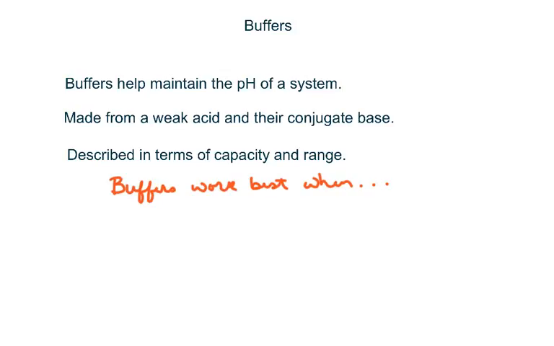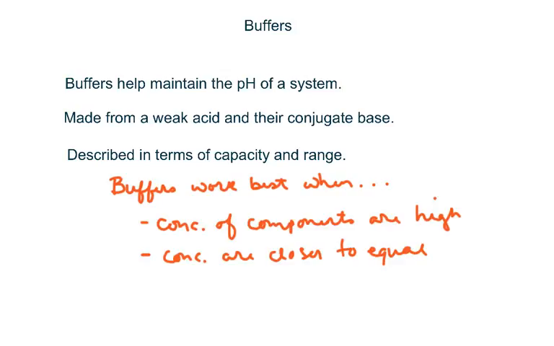Now in general, buffers will work best when the concentration of components are high and when the concentration of the components are close to equal to one another. And when I say concentration of components, remember, I mean that weak acid and the conjugate base, these components. They're also going to work best when the pH, or the desired pH, is within plus or minus 1 unit of the acid's pKa. Okay?